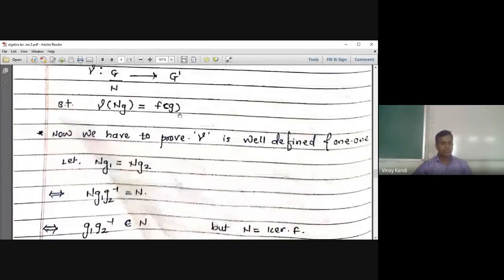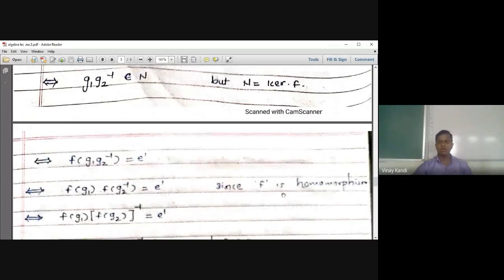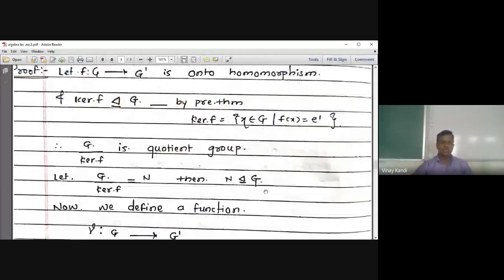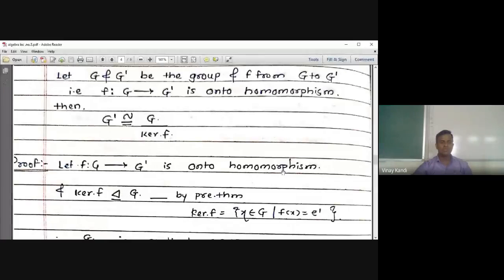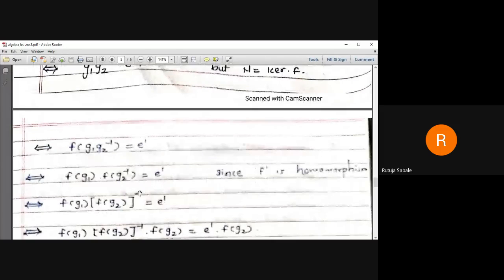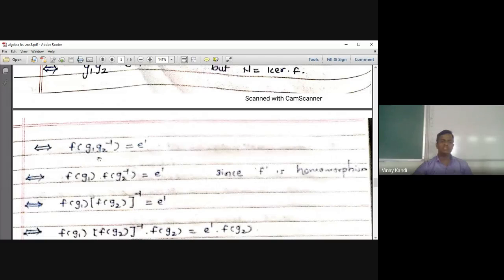Which implies, if this element belongs to kernel of f, it maps to the identity element of G dash. So G1G2 inverse belongs to kernel of f. It means that the image of this element belongs to A dash. But f is an onto homomorphism, na? We have assumed that f is an onto homomorphism. Homomorphism means what? It preserves the operation. So f(G1G2 inverse) is equal to e dash.